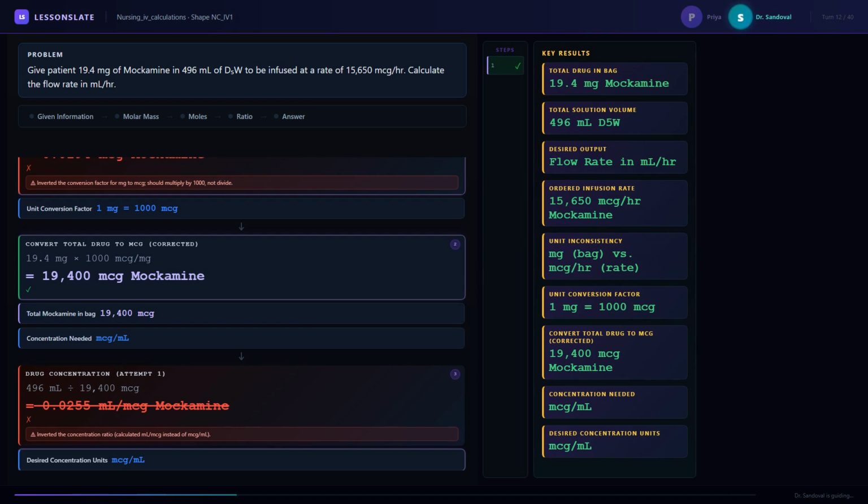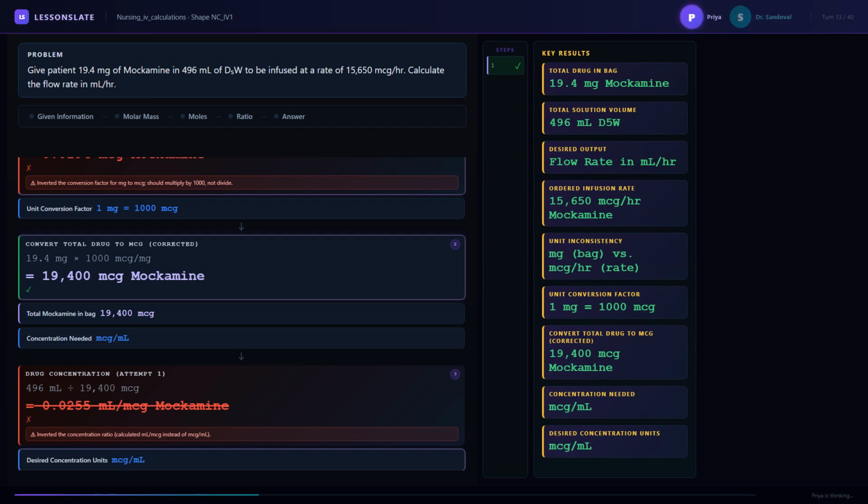However, let's think about the units we want for concentration, micrograms per milliliter. This means we want the drug amount in the numerator and the volume in the denominator. How would you adjust your setup to get micrograms per milliliter?